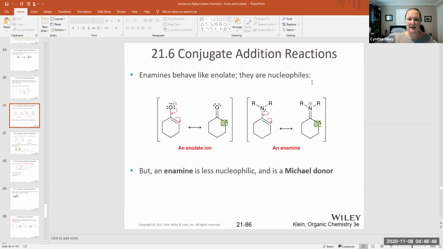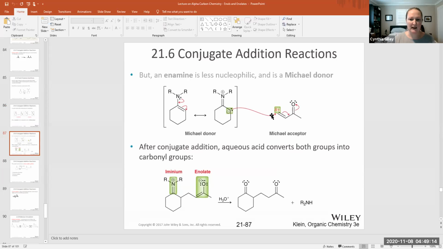But an enamine is a terrific Michael donor because it's a much more stable nucleophile compared to an enolate. Recall an enolate is just a little bit too nucleophilic to exclusively do conjugate addition, leading to a mixture of products. But enamines are more stable and less nucleophilic, so they are terrific Michael donors. You can then treat it with an appropriate Michael acceptor to do the Michael addition reaction.